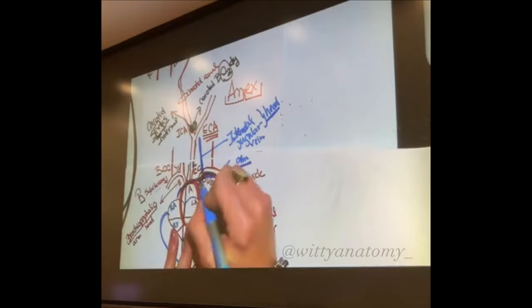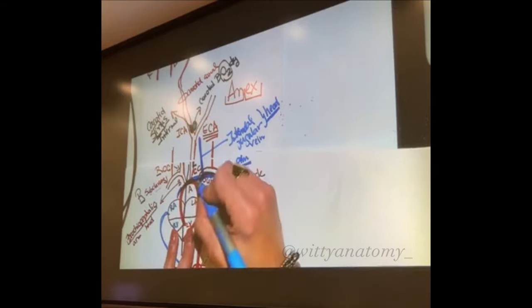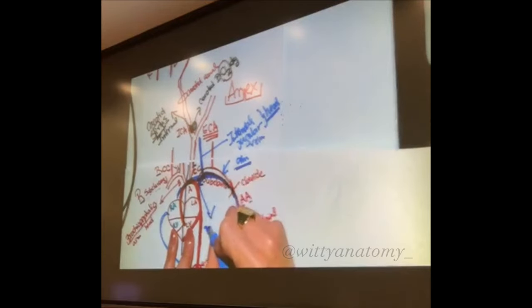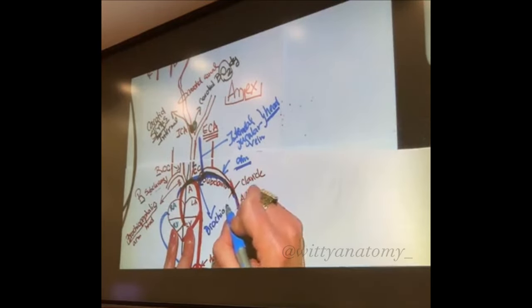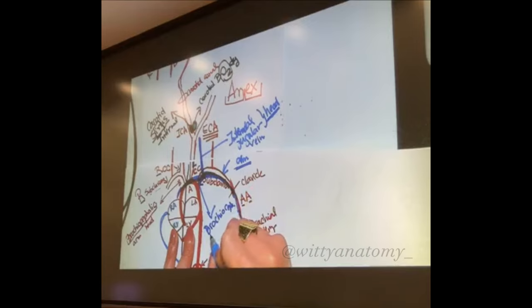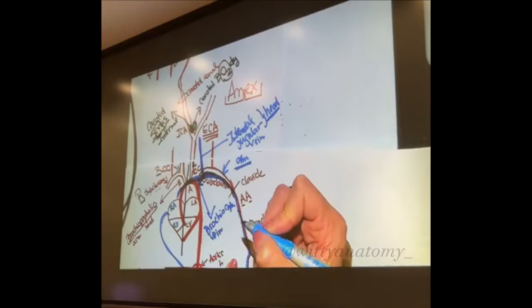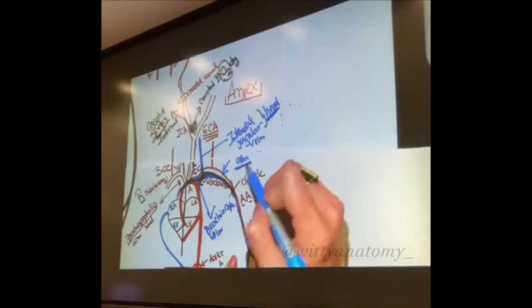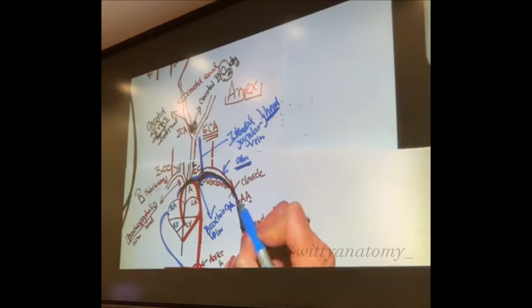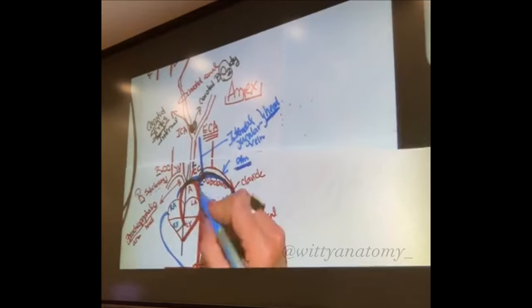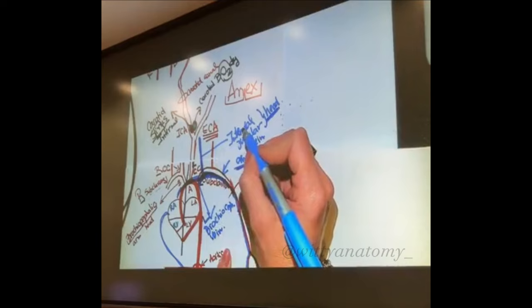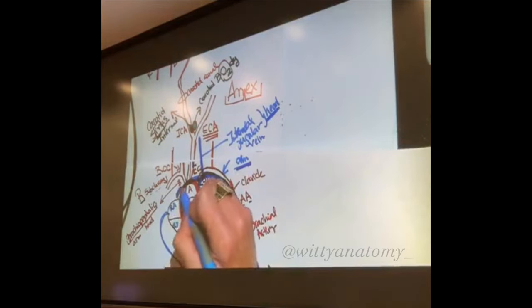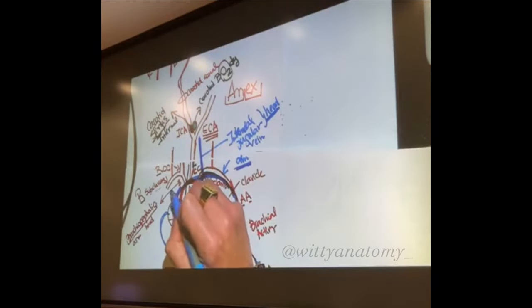right here, this is the brachiocephalic vein. You see that? Because it's something from our hand and something from our arm. Now you have the brachiocephalic vein that comes from the left side, because this is the left side of our heart. And you have the brachiocephalic vein that comes from the right side. So you have the right brachiocephalic vein.